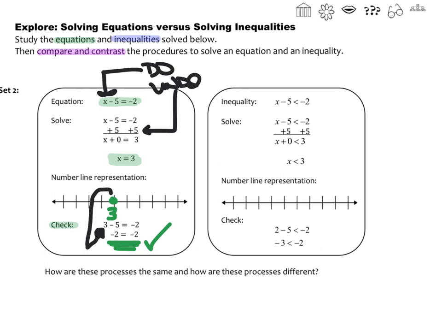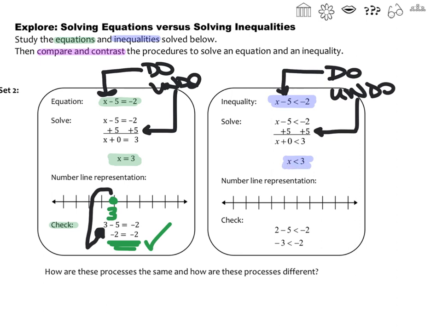So now when we solve an inequality, once again, we still start by identifying the do-undo. We see that in this inequality, x minus 5 is less than negative 2. We can see that our do is minus 5, which means our undo is plus 5. And we find that we get a solution of x is less than 3.